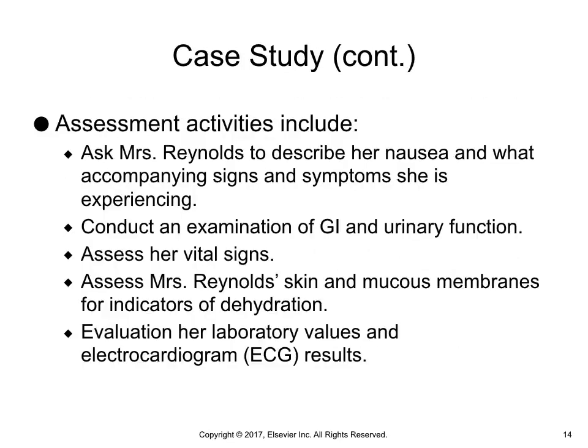Assessment activities include: 1. Ask Mrs. Reynolds to describe her nausea and what accompanying signs and symptoms she is experiencing. 2. Conduct an examination of gastrointestinal and urinary function. 3. Assess her vital signs. 4. Assess Mrs. Reynolds' skin and mucous membranes for indicators of dehydration. And 5. Evaluation of her laboratory values and electrocardiogram results.